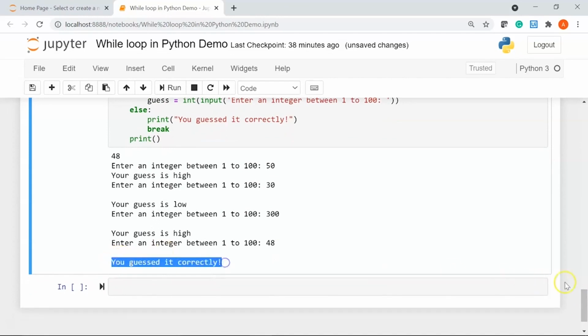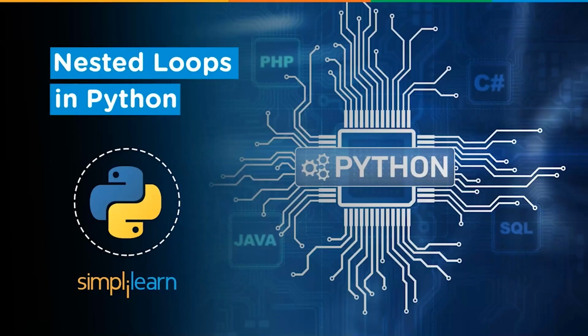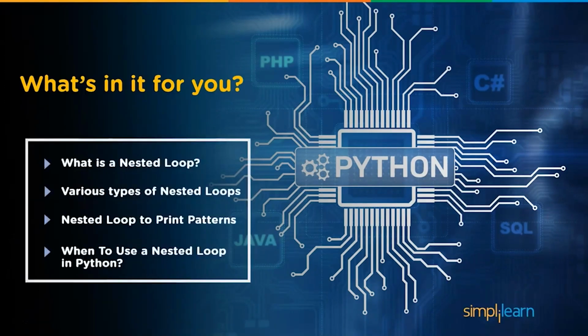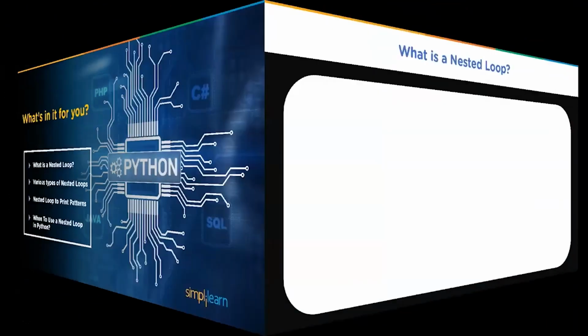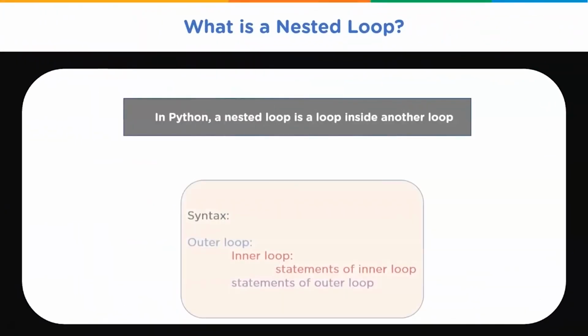Alright, we are going to learn about nested loops in Python. You will learn what is a nested loop and see the various types of nested loops in Python. Then we will look at an example to print patterns using nested loops and understand when to use nested loops in Python. Finally, we will do some examples on the Jupyter Notebook to get well acquainted with using nested loops in Python.